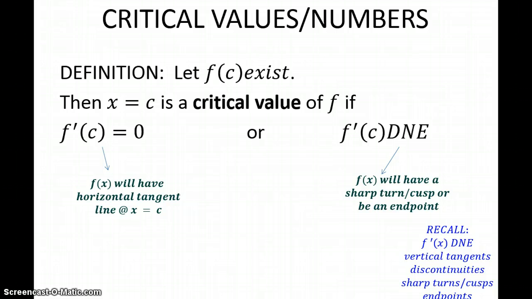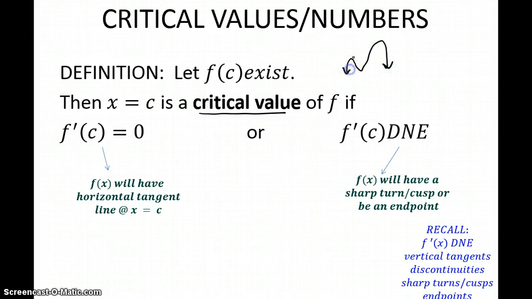Okay, critical values and numbers. Take a minute and pause the slide for me. So the definition of a critical number: we have the function exists at some value c. x equal to c is what we call a critical value of f if the derivative at c equals 0 or the derivative at c does not exist. So critical numbers are necessary to determine extrema.